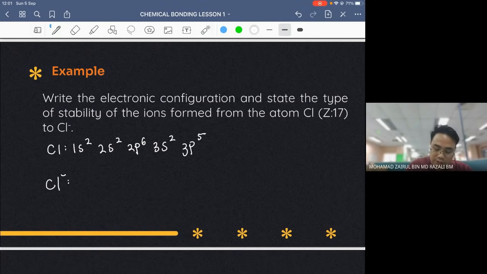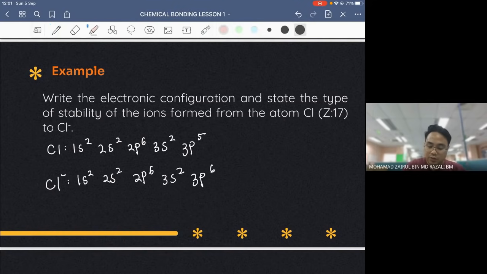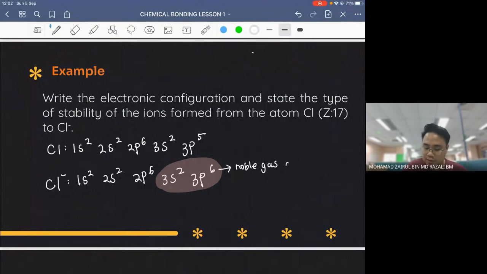So now for the chloride ion, the electronic configuration will be 1s2, 2s2, 2p6, 3s2, 3p6. So if you look at this electronic configuration, the valence electron is now 3s2, 3p6. And kalau awak tengok dia punya electronic configuration, dia akan ada electronic configuration yang sama dengan argon. Okay, so that's why for the chloride ion, the stability dia kita panggil sebagai noble gas configuration.